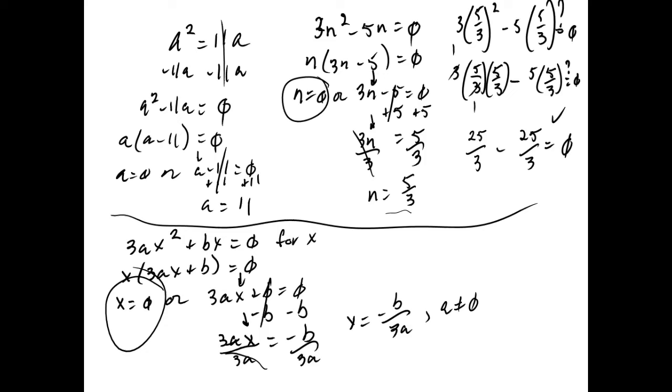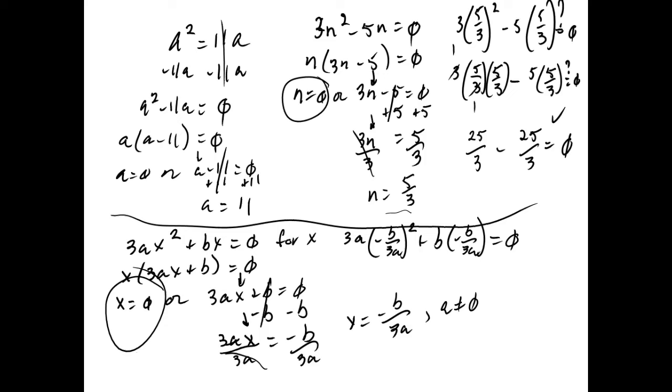Now, I know y'all want to check it, don't you? Sure you do. I'll do the first one. What's this one? 0 plus 0 is equal to 0. Yeah, that was easy. Now the next one. x equals negative b over 3a. Let's plug it in. That would be 3a times negative b over 3a, squared, plus b times negative b over 3a equals 0. Plugging in that x into both places where you see x above.